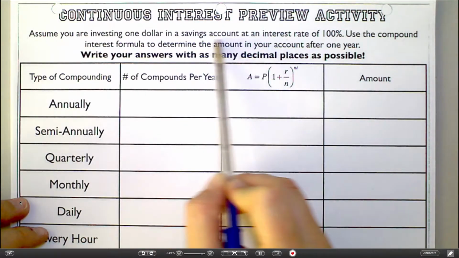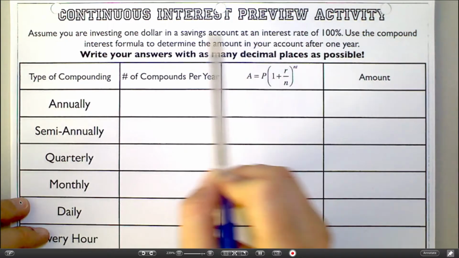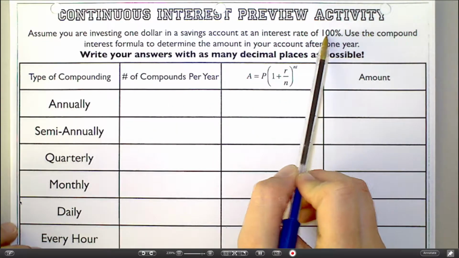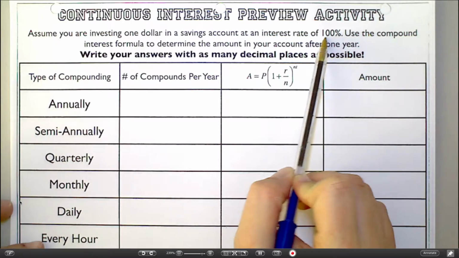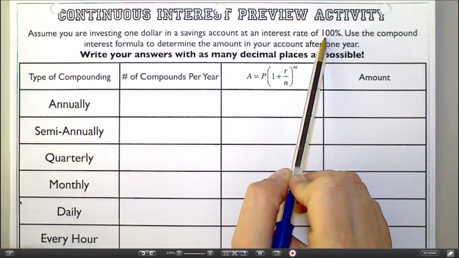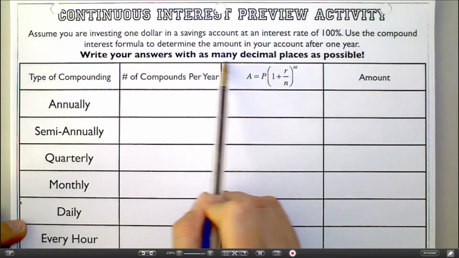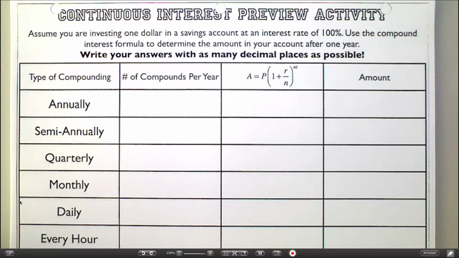So this situation is not a real logical situation. You are investing $1 at 100% interest. You're never going to find 100% interest. If you do, take it for sure. But you're also not going to understand really why I'm having you write your answers with as many decimal places as possible. Again, this all links into the new stuff we're learning tomorrow. So just follow the directions even if it doesn't make sense to you right now, and then tomorrow when we discuss it, you'll see why I was asking you to do that.